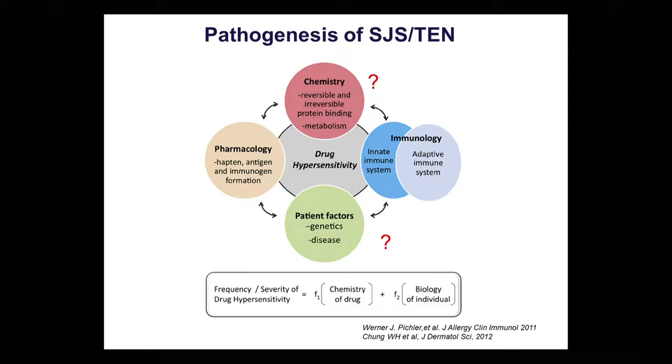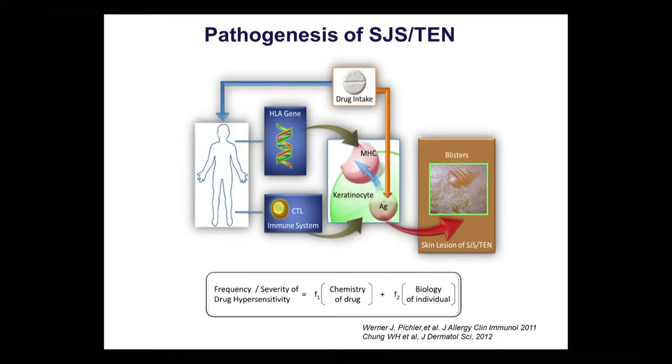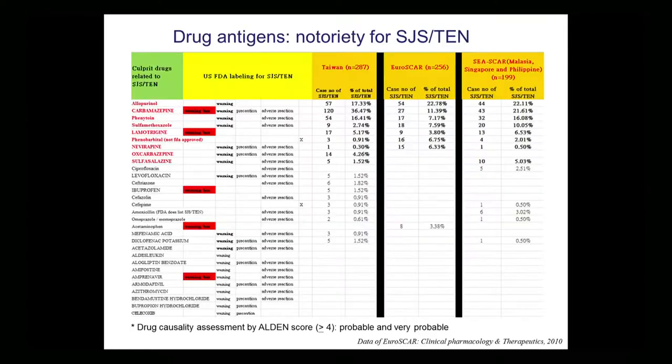Regarding the mechanism, I would like to brief the concept with this slide. The pathogenesis could involve many factors and elements, including the pharmacology, the chemistry of the drug itself, and the drug antigen, which is also very important. There are also patient factors: some patients have underlying disease or genetic diversity that could contribute to the pathogenesis. In the end, the T cell is activated by the drug and attacks the skin and multiple organs. So these are the elements involved in the pathogenesis, including genomics, immunology, and the cytotoxic T cell.